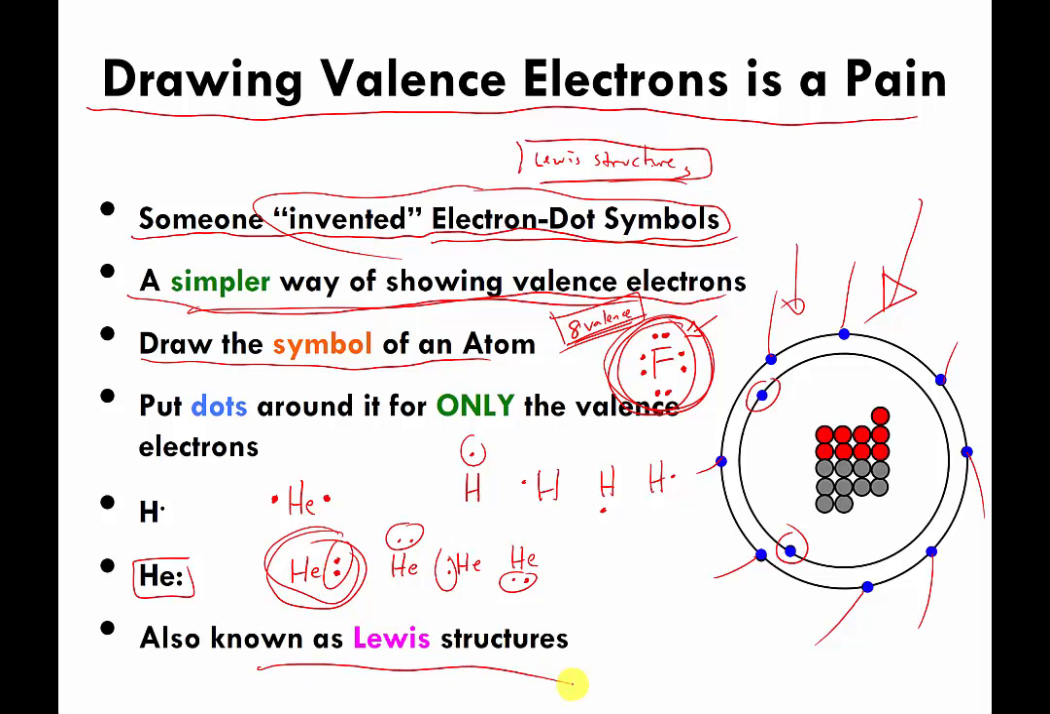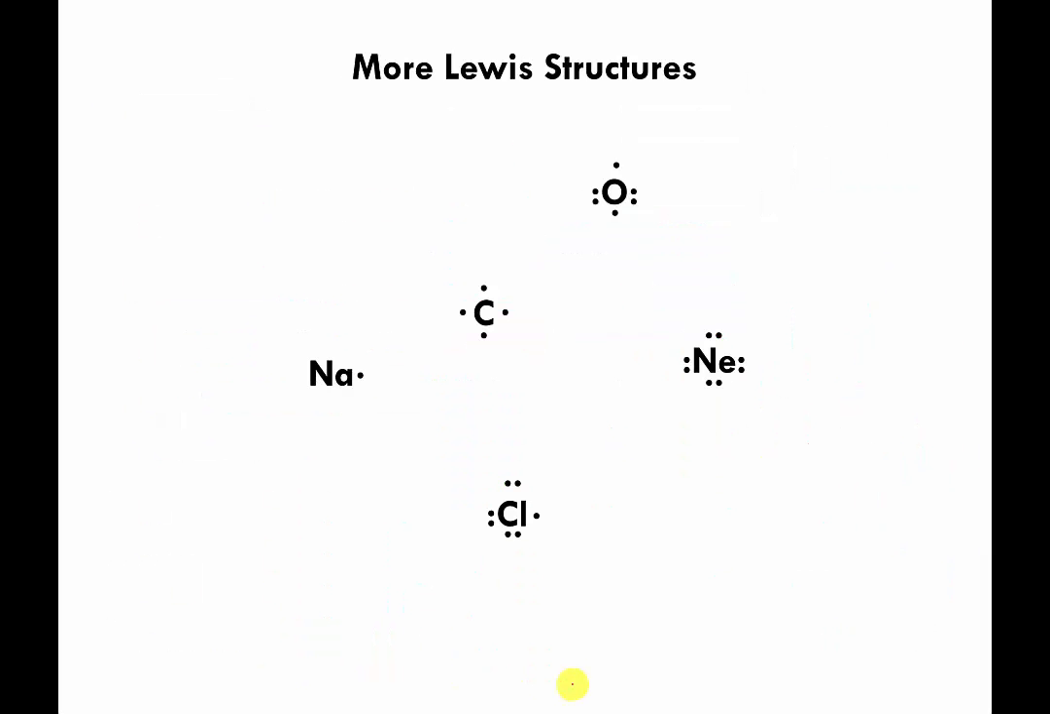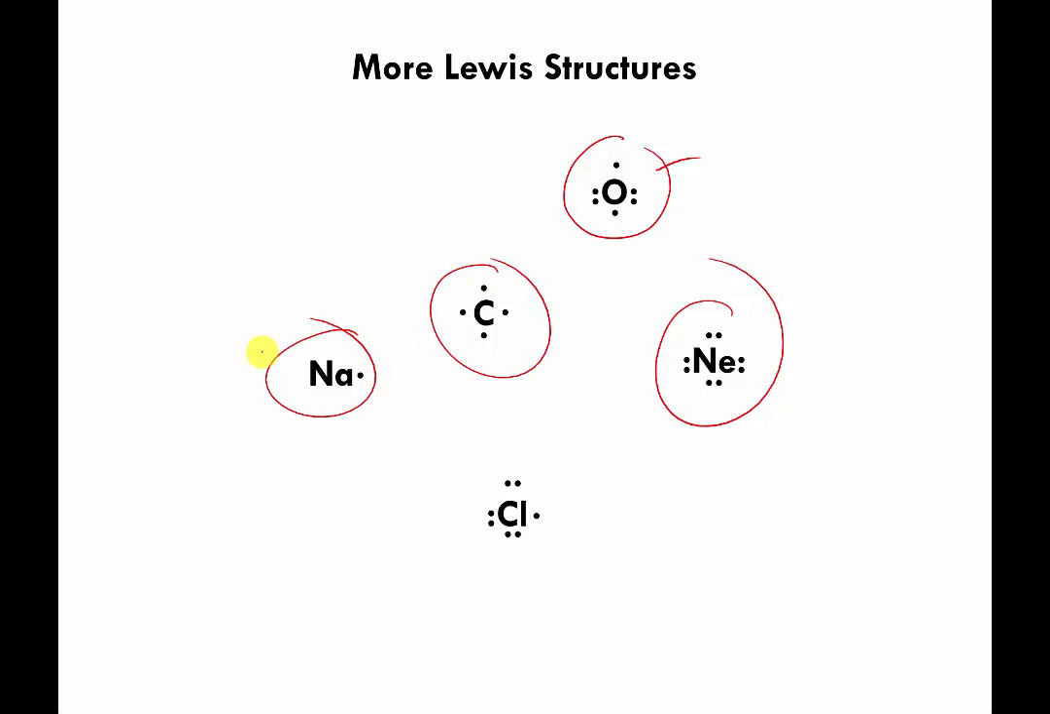Again, these are sometimes known as Lewis structures. And these are just some examples of Lewis structures. So this is an oxygen atom. How many valence electrons does it have? Well, it's got 6, because there are 6 dots written around the symbol. This is a neon atom with 8 valence electrons. This is a carbon atom with 4 valence, sodium with 1, and a chlorine with 7 valence.